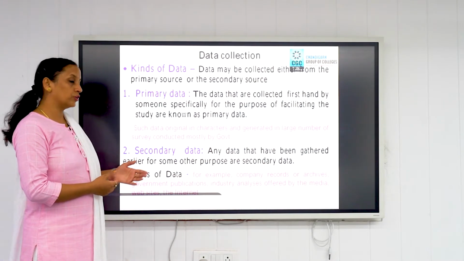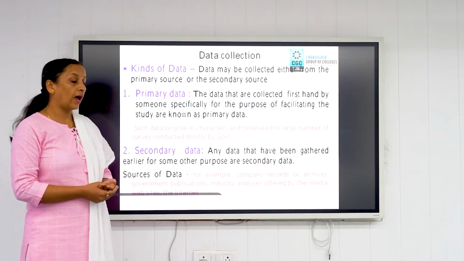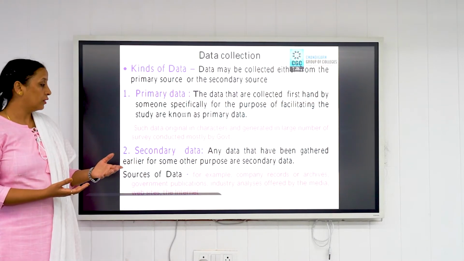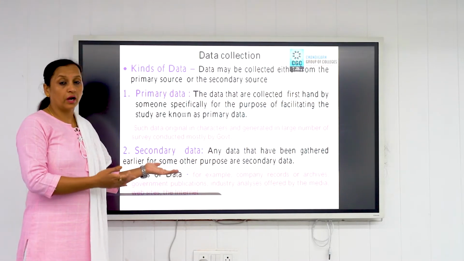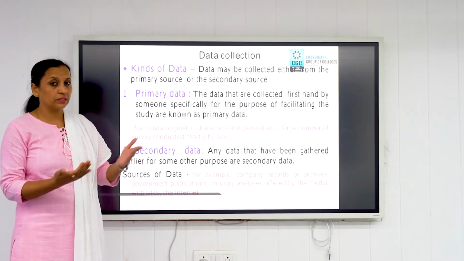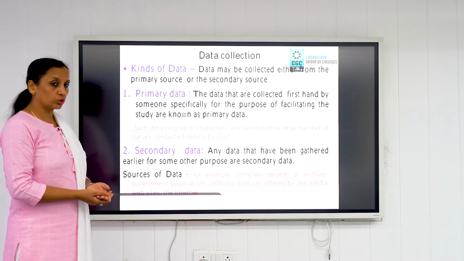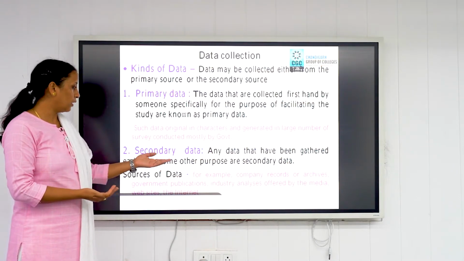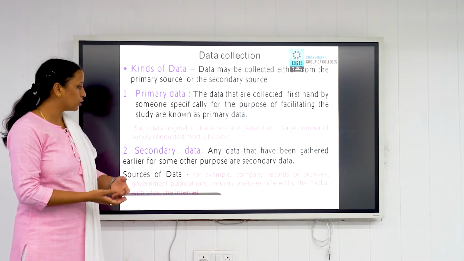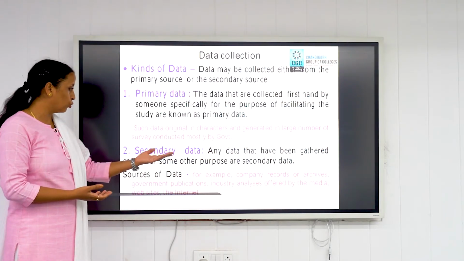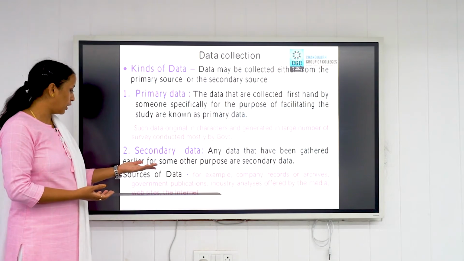Then come to secondary data: any data that have been gathered earlier for some other purpose and that we are going to use for another purpose are called secondary data. There are many sources of secondary data, like company records, government publications, industry publications, websites, media, or the internet.